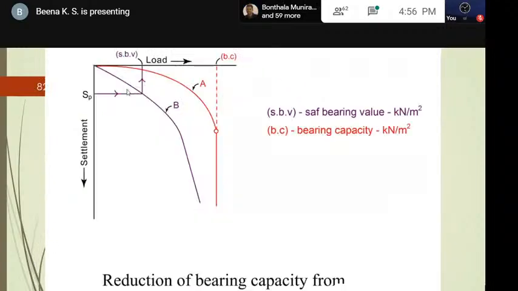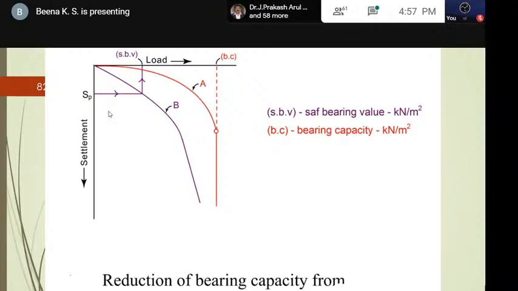Now, how to get the results from this? The data from this test is plotted in the form of a load settlement curve, both quantities being plotted in arithmetical scale. The determination of bearing capacity when the curve is of this shape is direct. I mean, we can directly find out the bearing capacity.